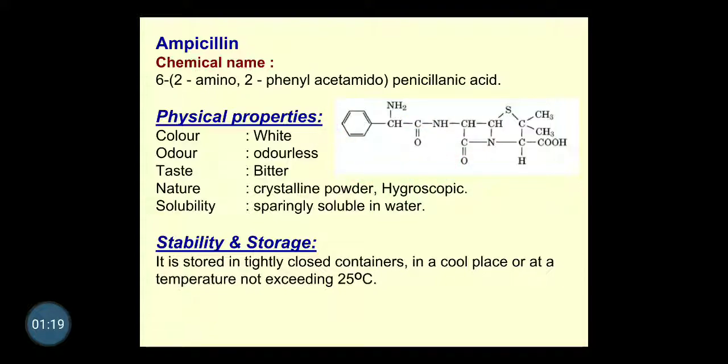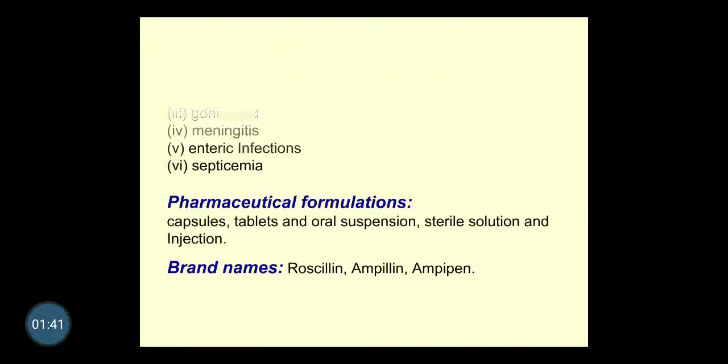Next, the physical properties. It is a white, odorless, bitter crystalline powder, hygroscopic in nature, and that's why one has to follow the storage condition: it should be stored in a tightly closed, light resistant container in a cool place, at a temperature not exceeding 25 degrees Celsius. As far as the solubility is concerned, it is sparingly soluble in water.